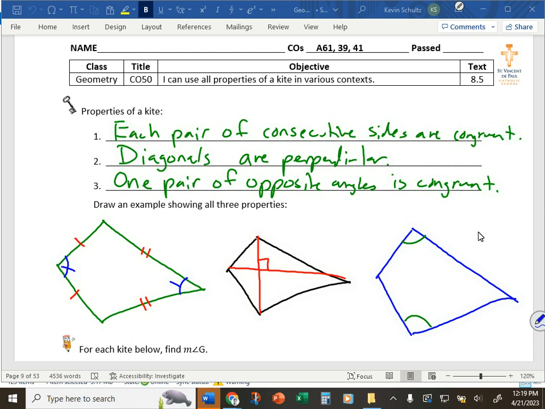Finding the other two involves using the other properties. You can see with perpendicular diagonals what we have inside the kite: right triangles. Here we go again. Questions on these three characteristics?